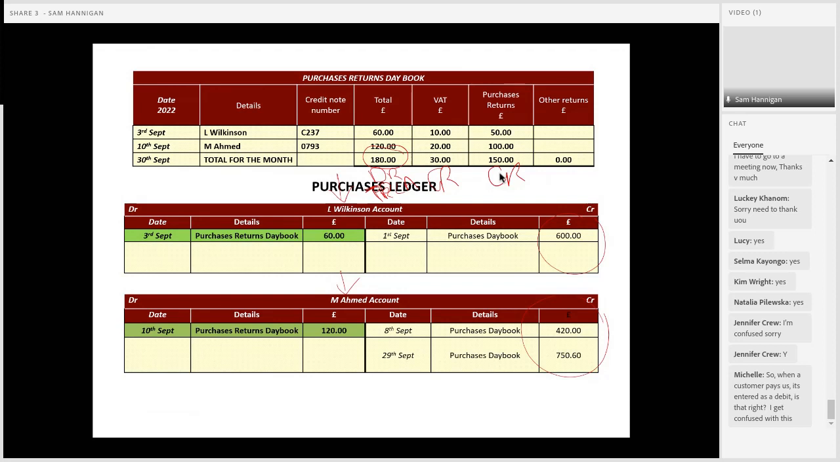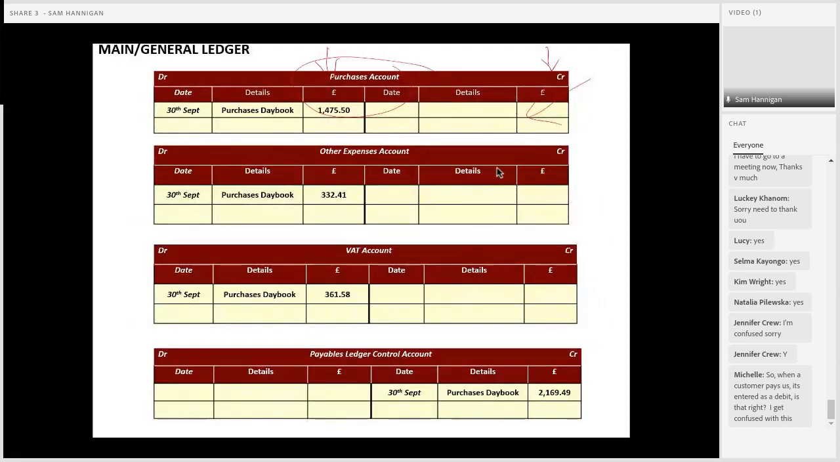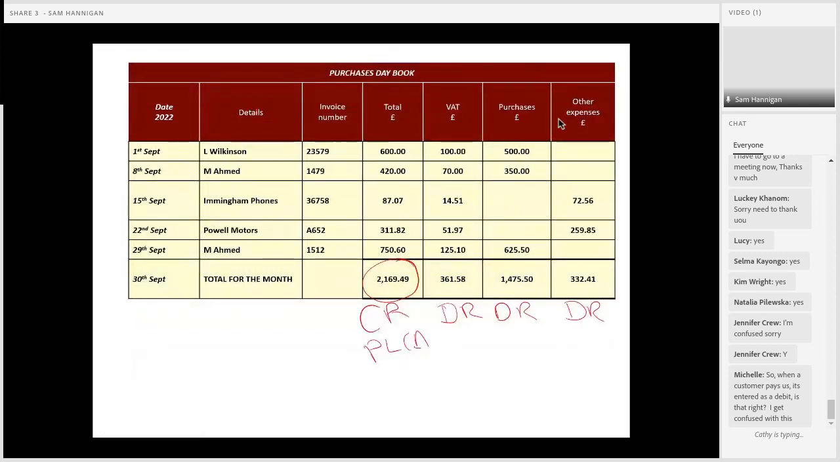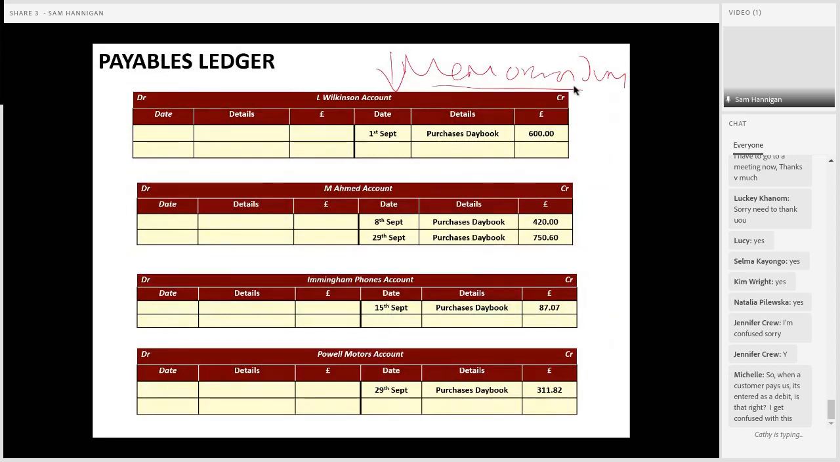So when it comes to purchases, let me just go back. So when you're entering into a purchase account, so you've bought something, the reason why in their individual accounts it's a credit is because it's a liability. You owe them the money. Okay. So at this stage, all we've done is we've taken the individual amounts and credited their account. So Wilkinson, Ahmed, and so on. Which is what you've got here, your memorandum account.